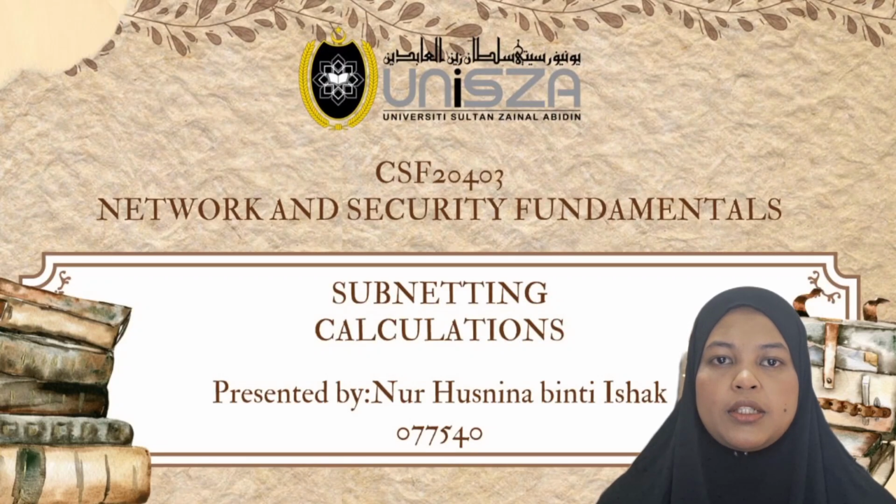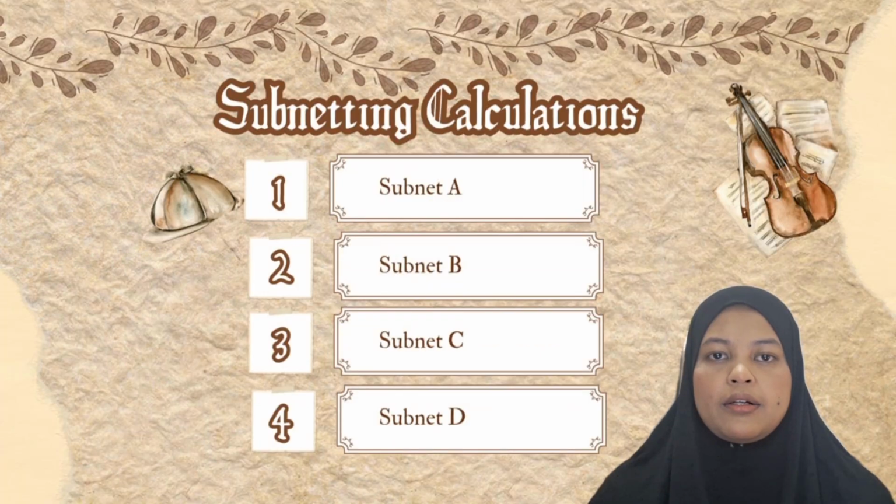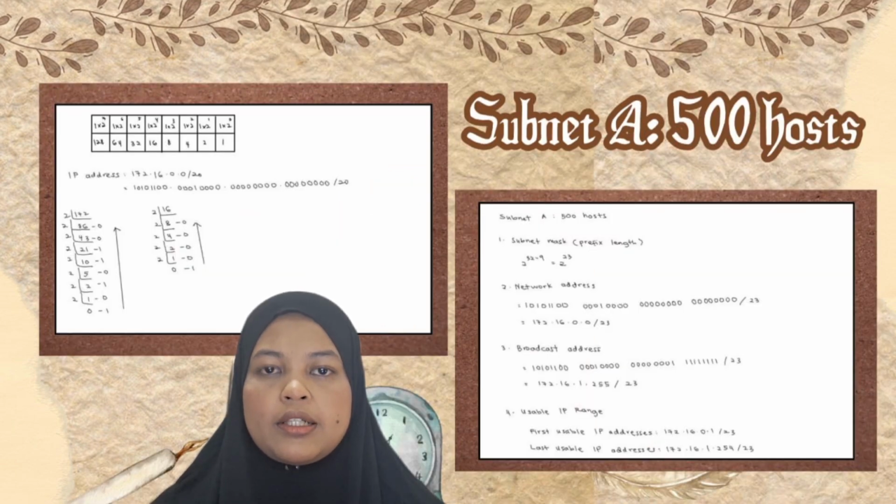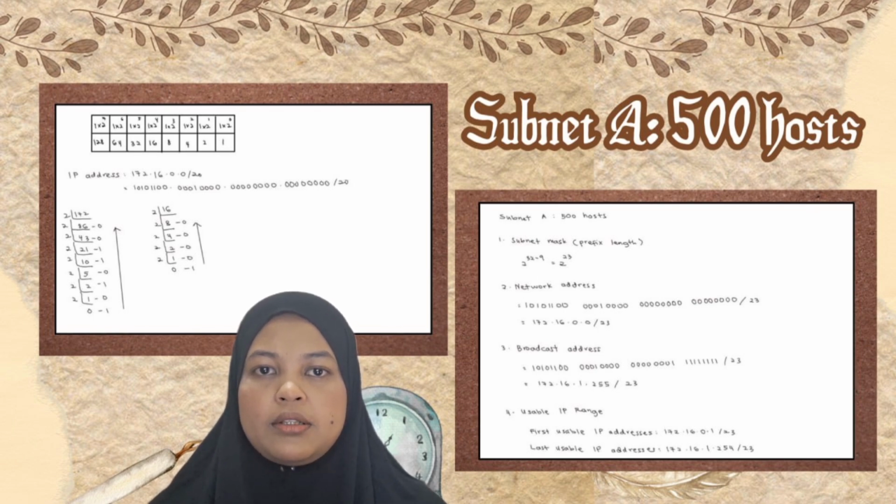Today I would like to explain about the subnetting calculation that I have made. There are 4 subnets that I have calculated based on the question. From the question, it has provided the IP address which is 172.16.0.0/20. So first I found the binary number by using manual method and also calculator.